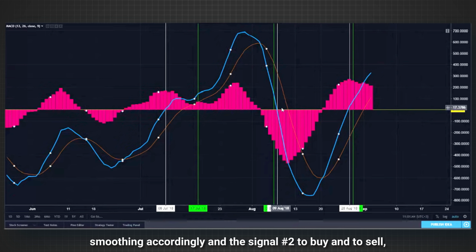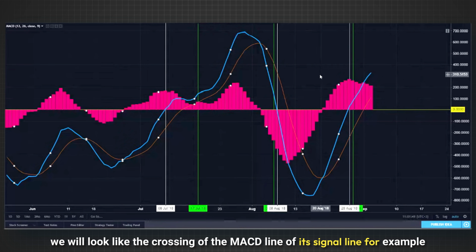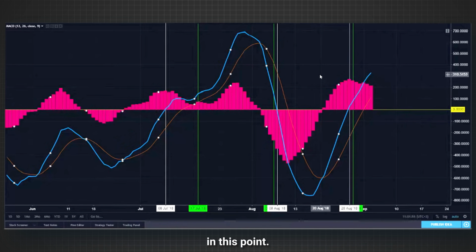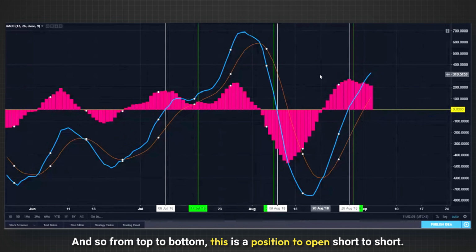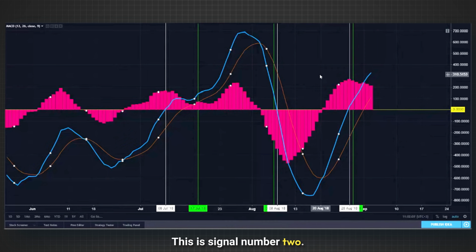Accordingly, signal number 2, to buy and to sell, will look like the crossing of the MACD line with its signal line, for example, at this point. Now from the bottom to the top, so this is a long position here, and so from top to bottom, this is a position to open short. This is signal number 2.